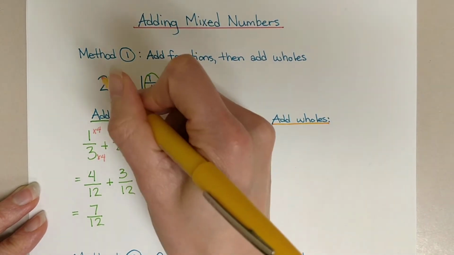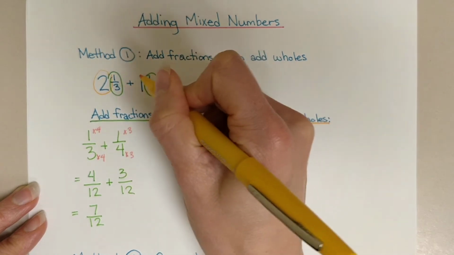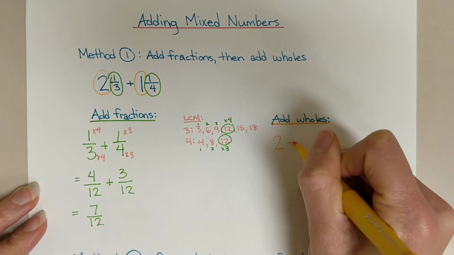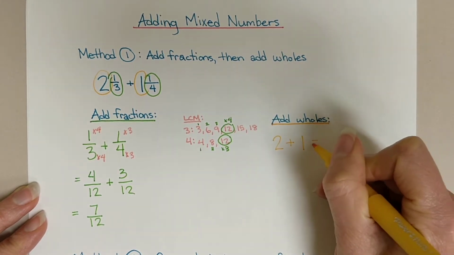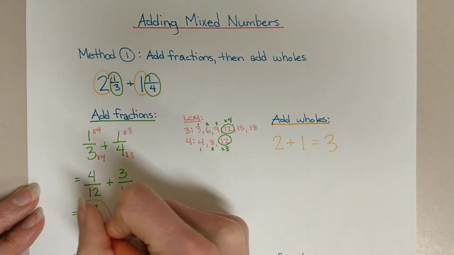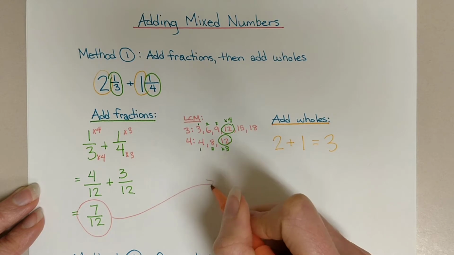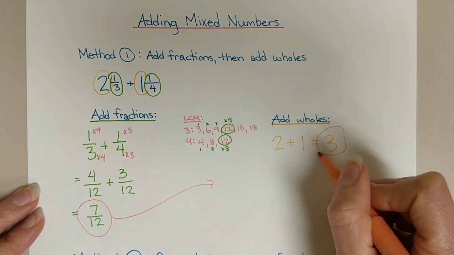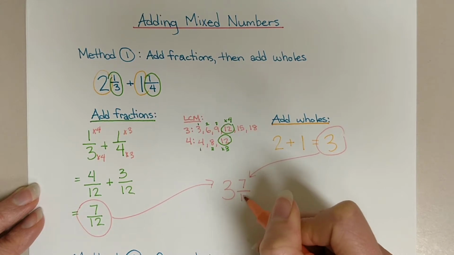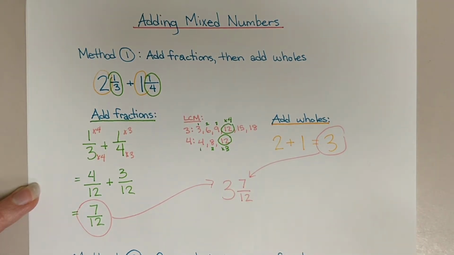Now we're going to add the wholes. So we have 2 wholes here and 1 whole here. So I've got 2 plus 1. So that gives me 3 wholes. Now we can take that 7 twelfths over here and our 3 wholes. We can say we have 3 and 7 twelfths. Okay, so that's method 1.